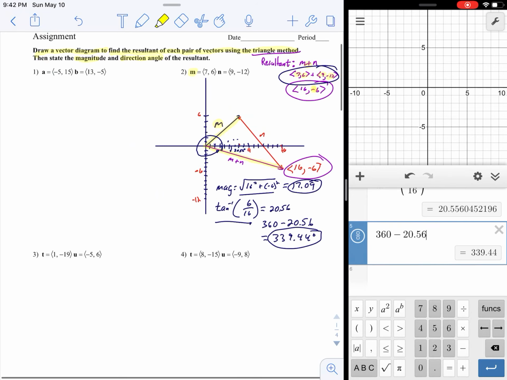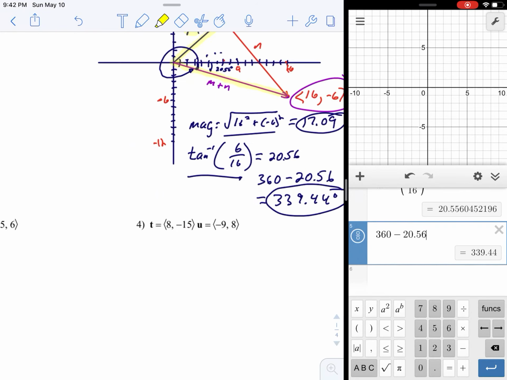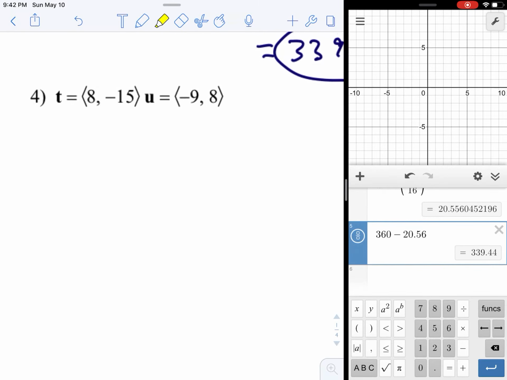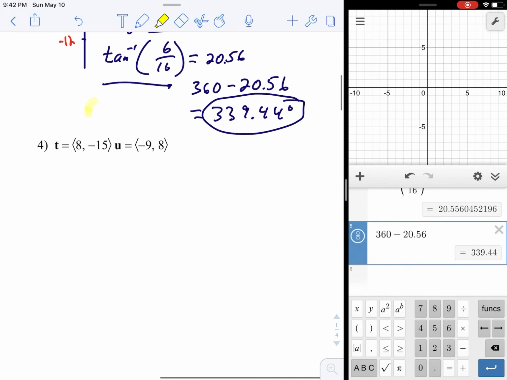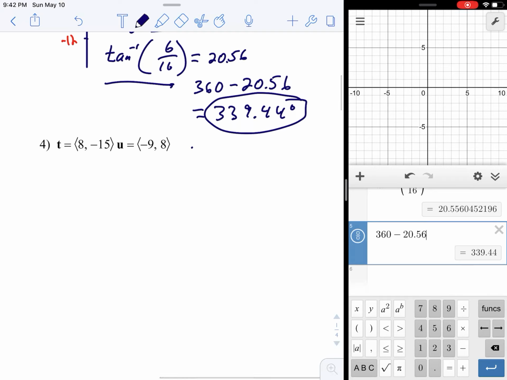So that's all the tools and the knowledge you need. Number 2, I did a ton of explaining, but number 4, let's streamline this and see what it is that we're expected to do here. Okay, so we're interested in the resultant, t plus u.